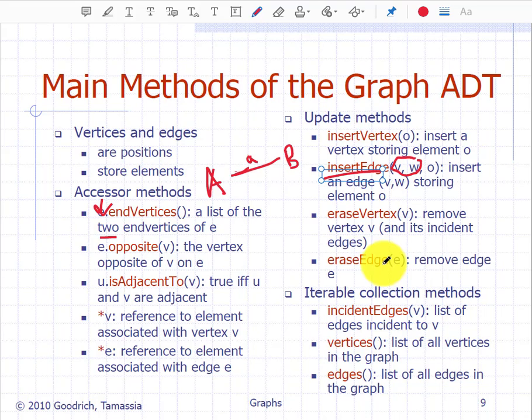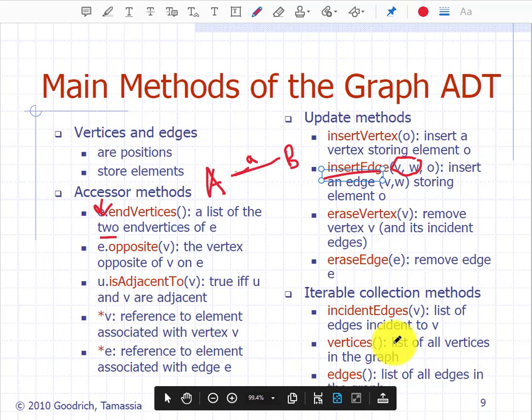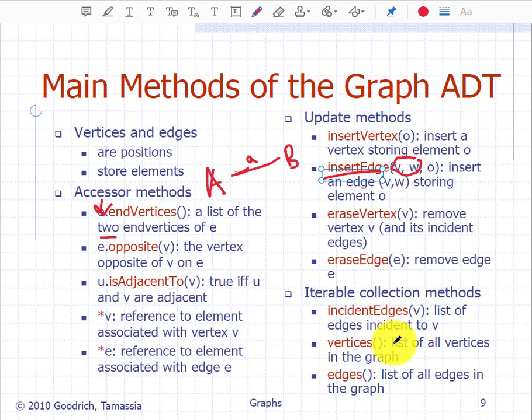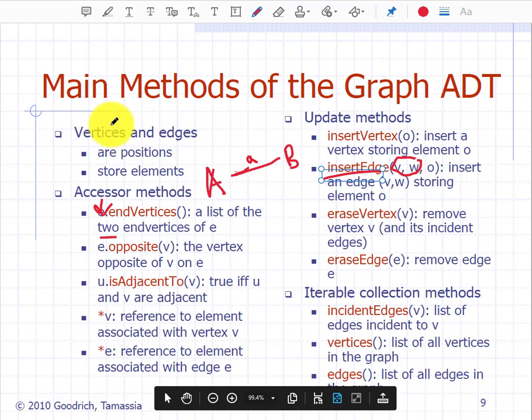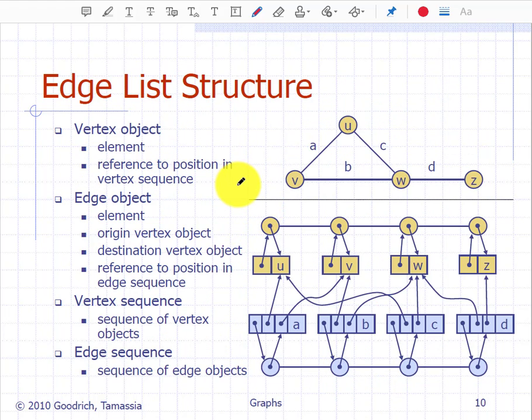You can erase a vertex, you can erase an edge, and also you can just provide a list of incident edges to a vertex, or perhaps a list of all vertices, or perhaps a list of all edges. These are all different examples of methods that you could have for a graph. Which brings us to the implementation. Now I'll show you two implementations and we'll compare the complexity of both of these implementations. So the first is the edge list structure.